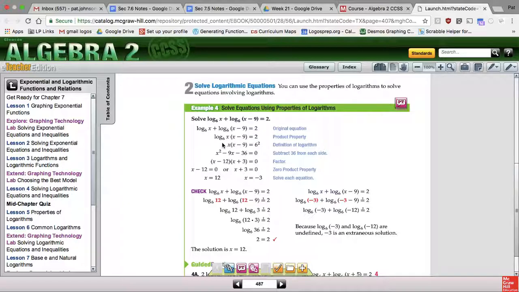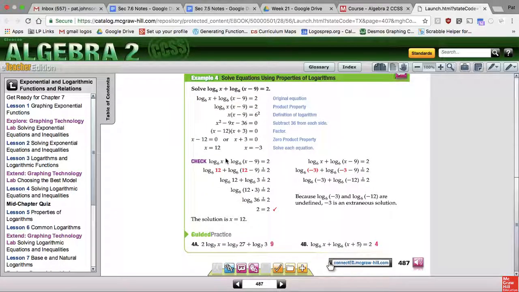Then I change it to an exponential function, which says the argument, which is x times x minus 9, is equal to 6 squared, which equals 36. They distribute this x, they move the 36, and you've got a quadratic. Now it's just factoring and solving. Again, we have to check both. Here we get 2 equals 2. Here we get a negative log, which is undefined, so this is an extraneous solution.